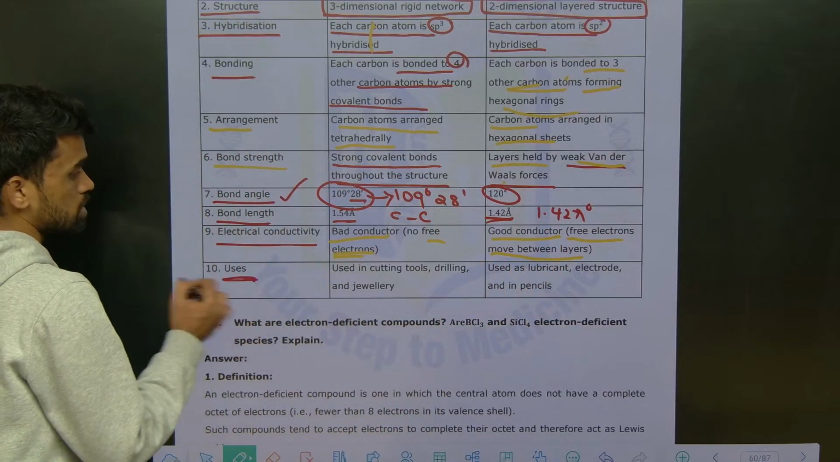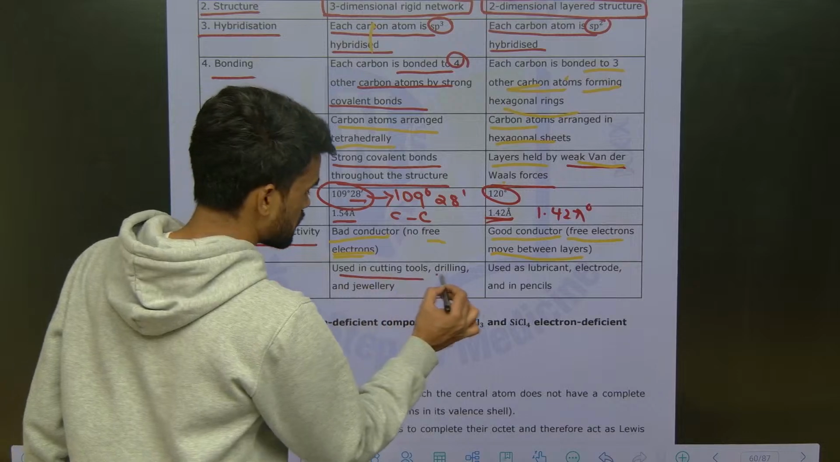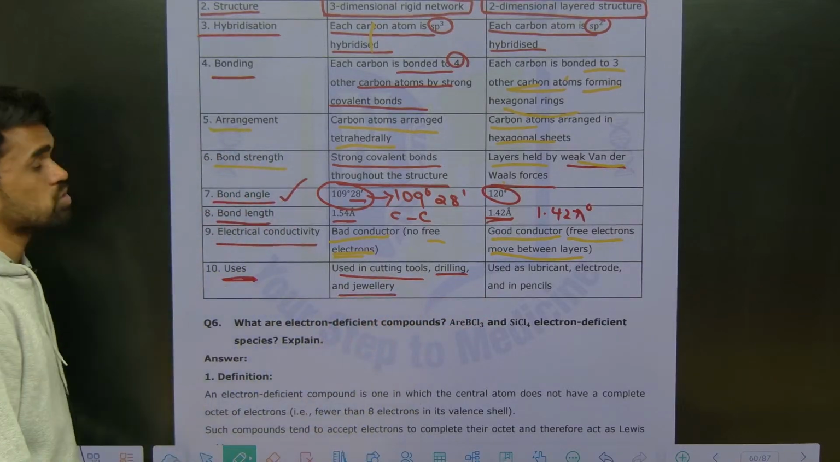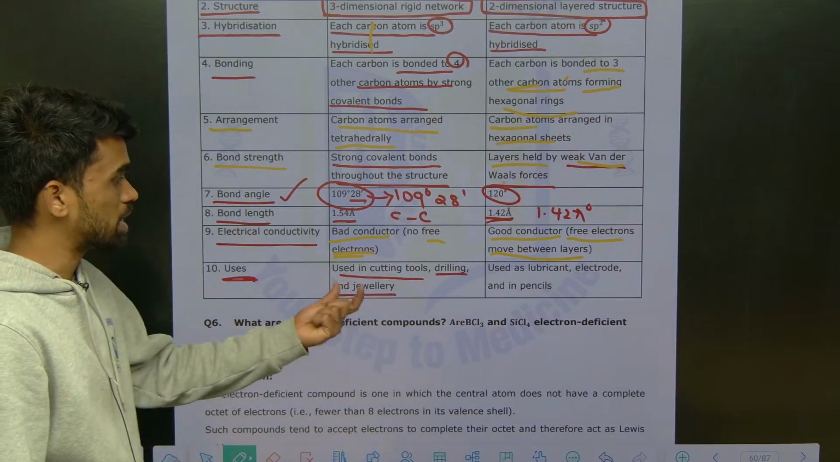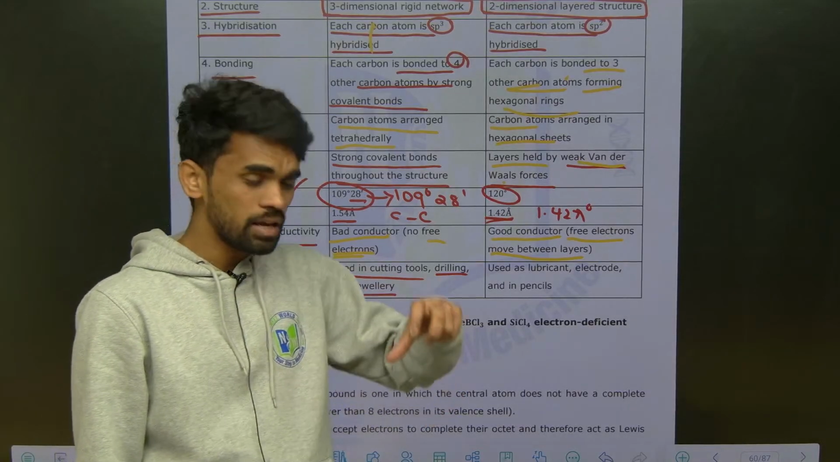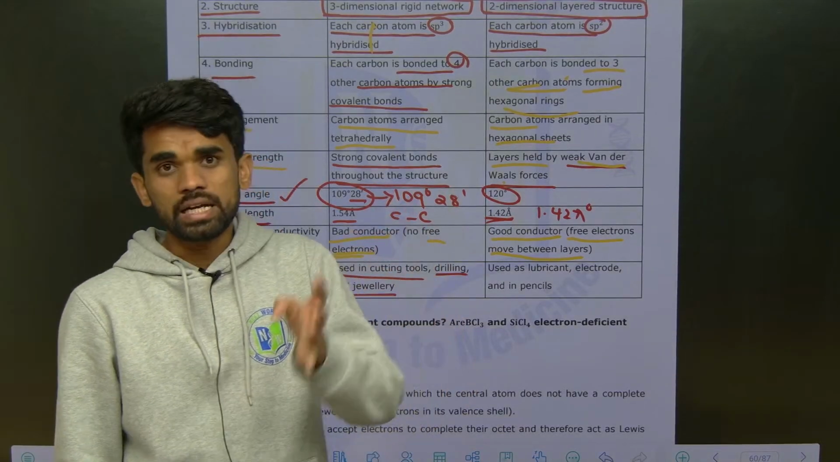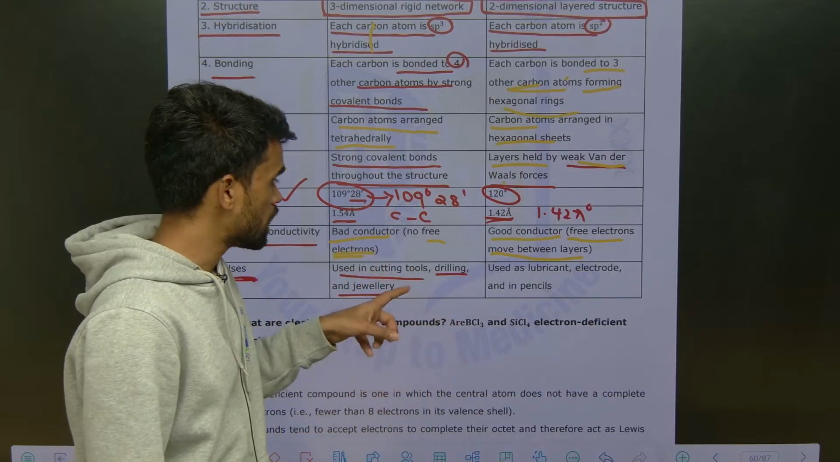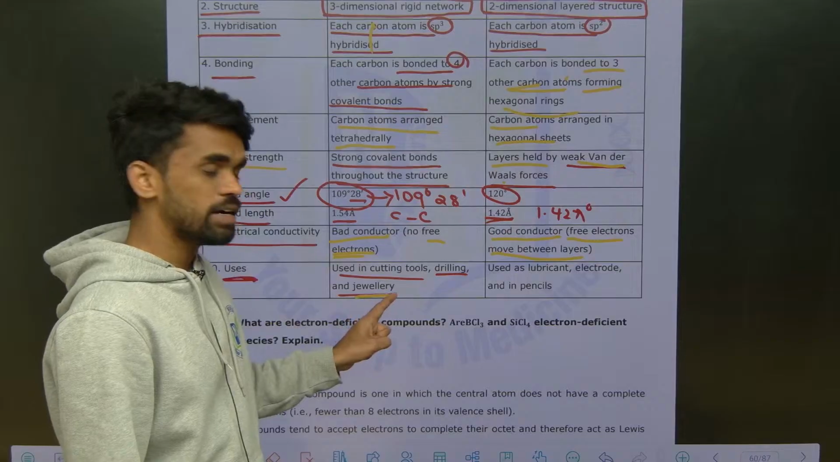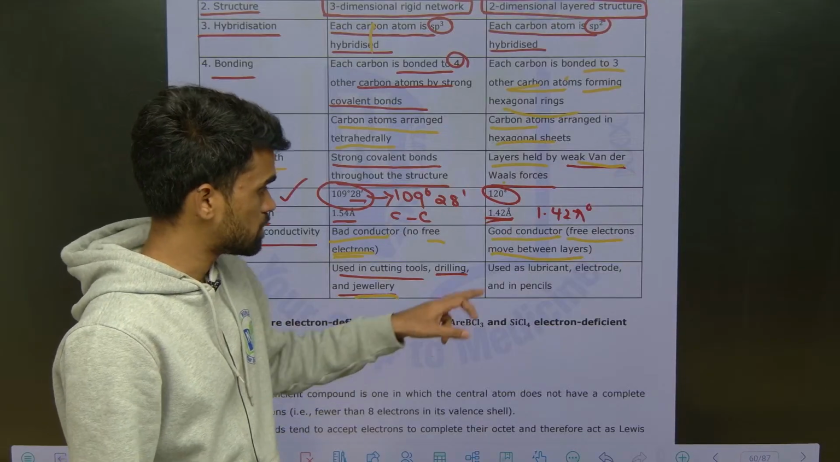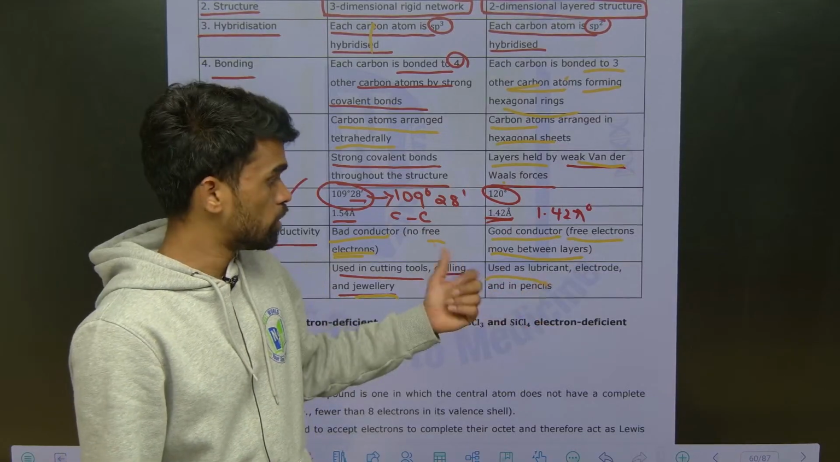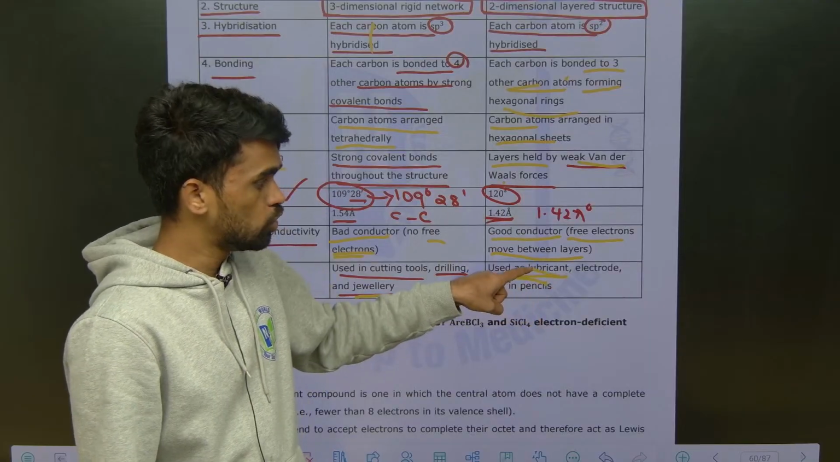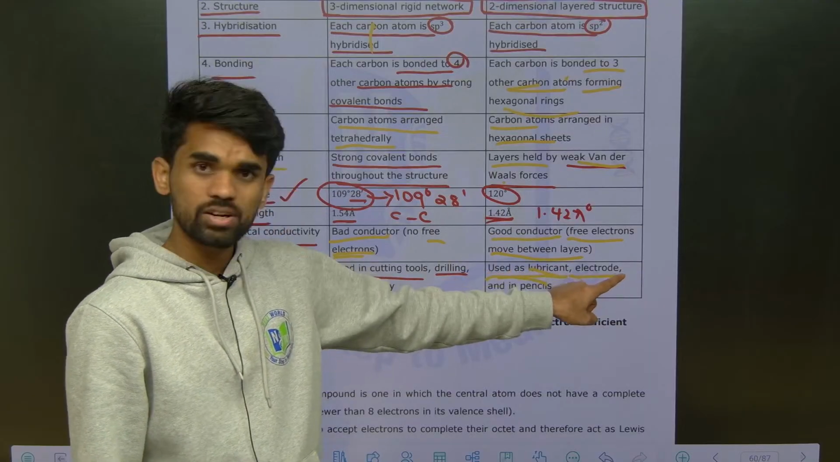What are the uses? Diamond is used in cutting tools, drilling and jewelry. It is used in cutting tools because it is the hardest substance. It will be used for cutting other compounds; even diamond can be cut with diamond itself. It is also used for drilling and for jewelry purposes. Next, graphite is used as a lubricant, and as an electrode.